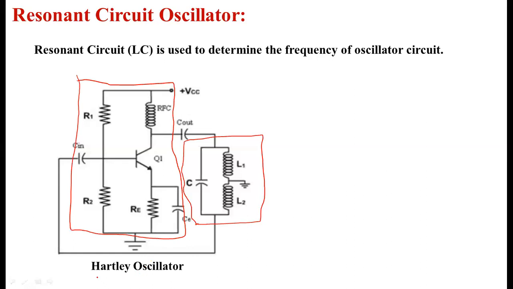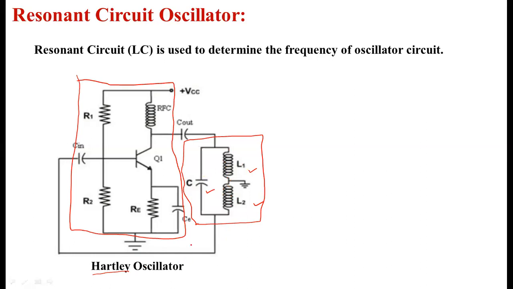Now this is the Hartley oscillator. In the Hartley oscillator, we use two inductors and one capacitor as a feedback network. These two inductors are connected in series, and the series connection of these two inductors is connected in parallel to the capacitor, and this circuit is used as a feedback circuit.